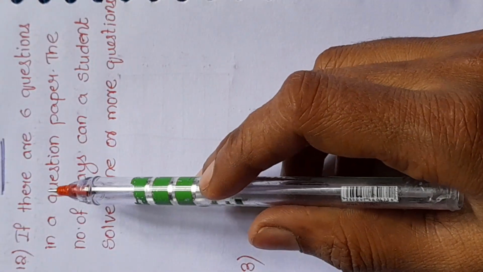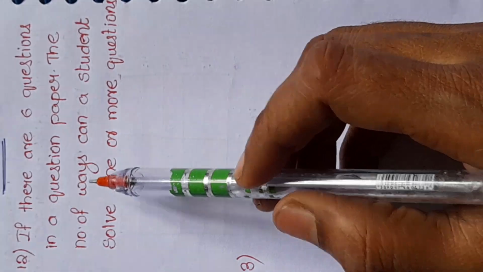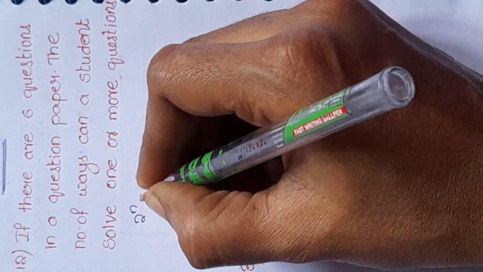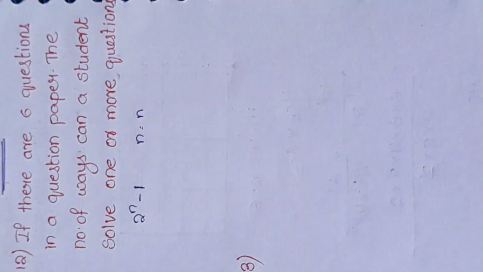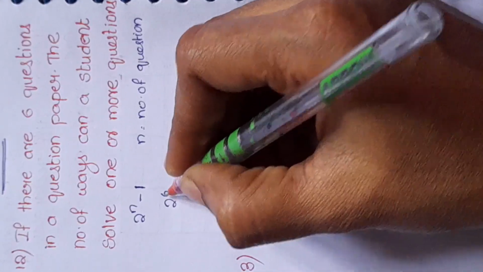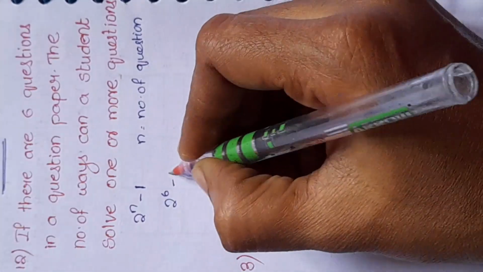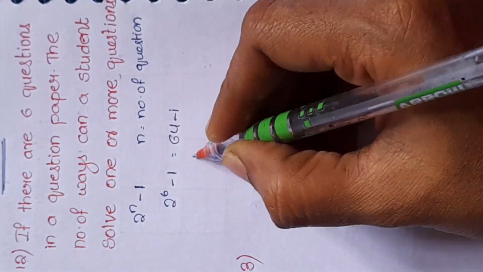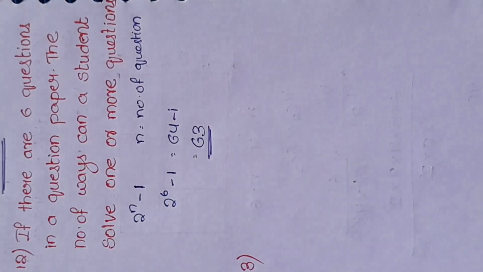12th question. If there are 6 questions in a question paper, the number of ways a student can solve one or more questions is, the formula we use here is 2 power n minus 1. Here n is equal to the number of questions. That is 2 power 6 minus 1. 2 power 6 is 64 minus 1. So 63 is the answer.